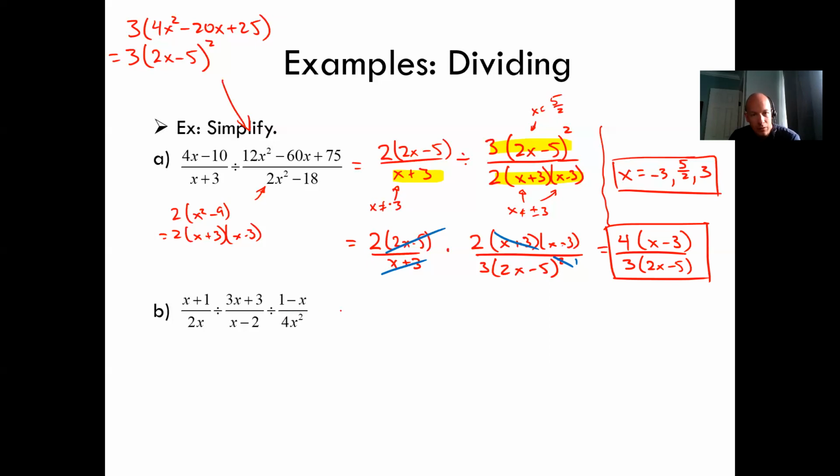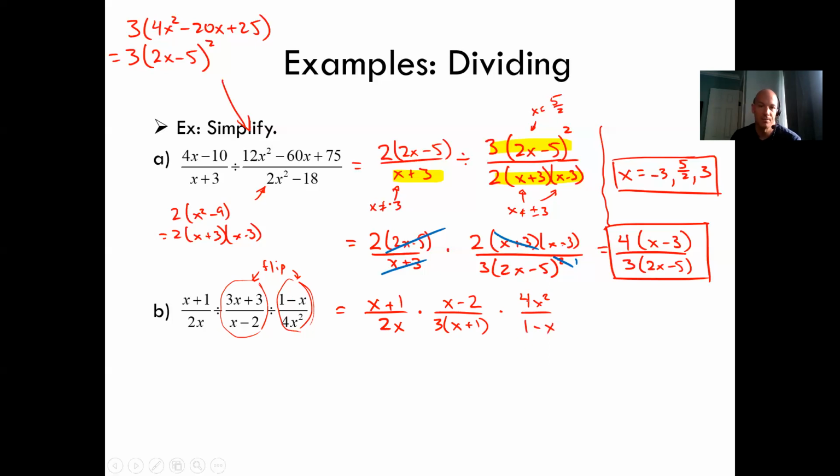Okay, and then we've got D. Oh, holy boy. Okay, so I'm going to just streamline my steps a little bit. I'm going to factor and flip in the same step. This guy flips, and this guy also flips. Everything behind a division sign flips. So I'm going to go x minus 2 on top, and I'm actually going to factor the 3 out of the bottom while I'm at it. And then I'm going to flip the third fraction, so it's going to be 4x squared on top, and 1 minus x on the bottom.